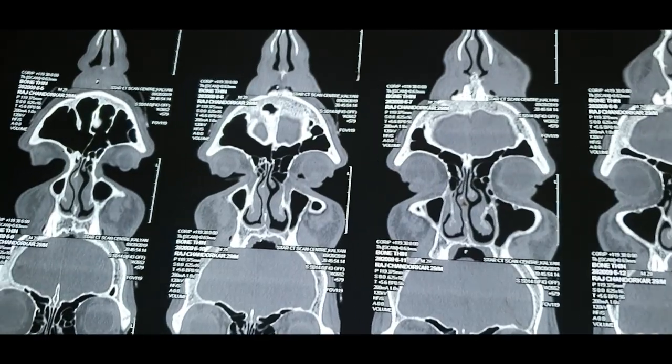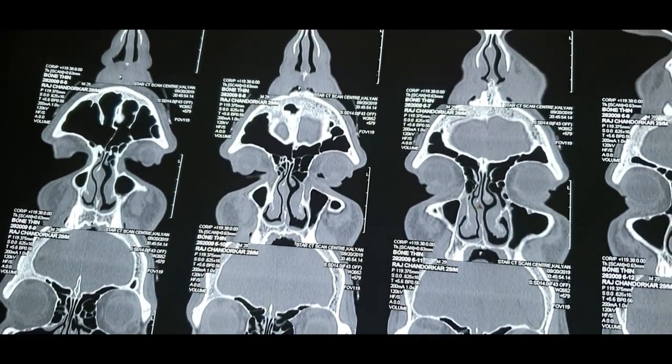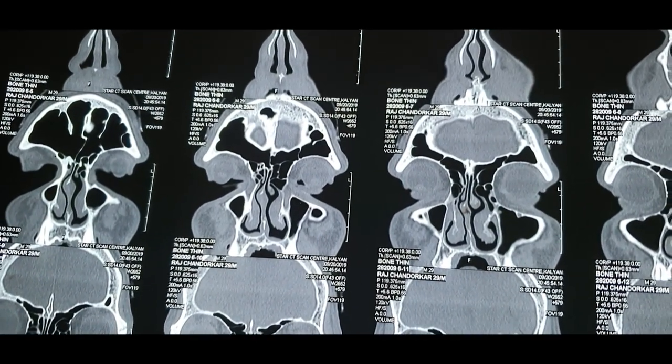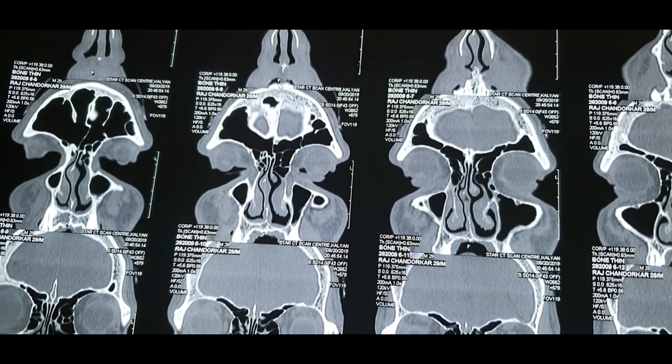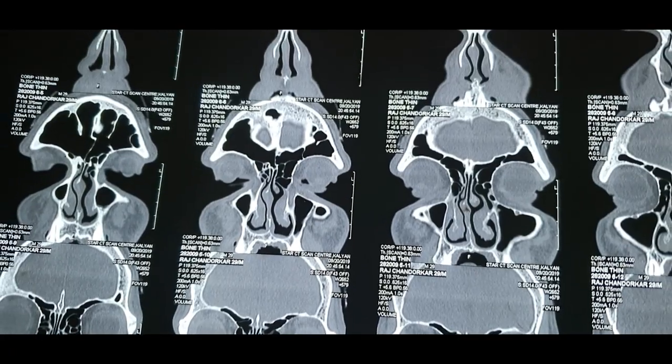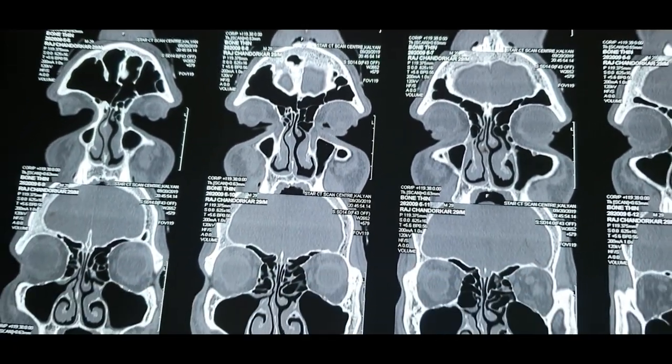I personally recommend, if possible, to get a 1 mm scan for all the patients. If possible, to have an even better one, it is 0.6 mm. If not, then 1 mm should be good.